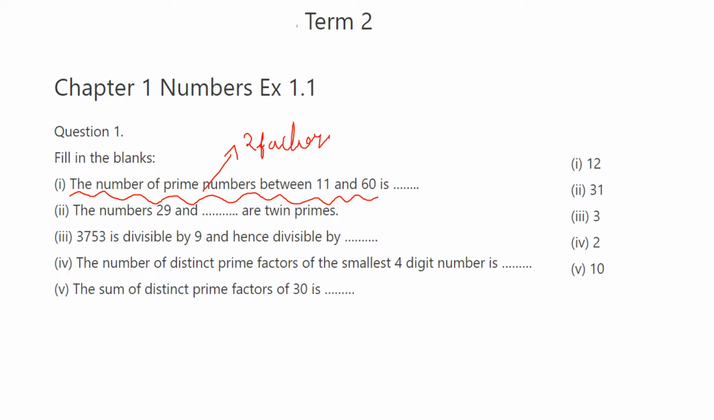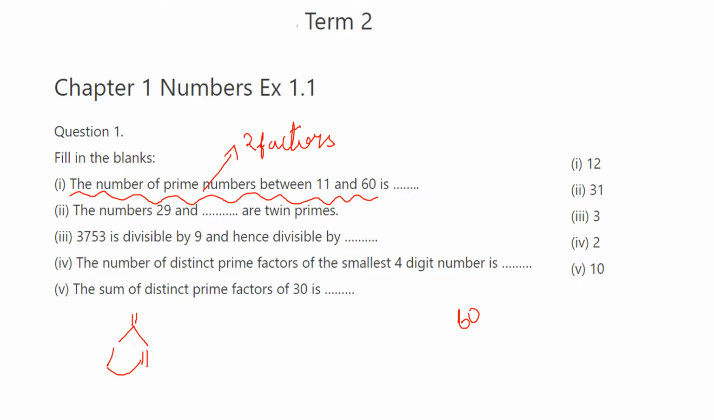Two factors. So here, between 11 and 60 we have to write the prime numbers. First, what are the factors of 11? 1 and 11 only. That is the two factors. Clear? So more than two factors, it is a composite number.